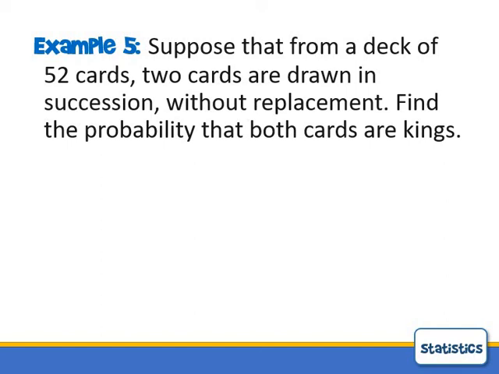Okay, so here's an example with a deck of cards. Suppose that from a deck of 52 cards, so a standard deck of playing cards, 2 cards are drawn in succession without replacement. So I draw one out, put it to the side, and then draw another one. And let's assume that it's well shuffled, completely random here. Okay, find the probability that both cards are kings. So I have in words here the probability that the first card, if they're both kings, then the first one's a king and the second one's a king. So that's what we need, the probability that the first is a king and the second is a king.